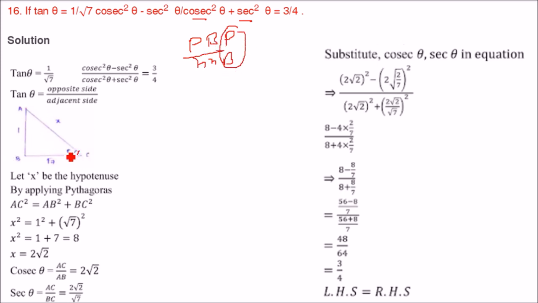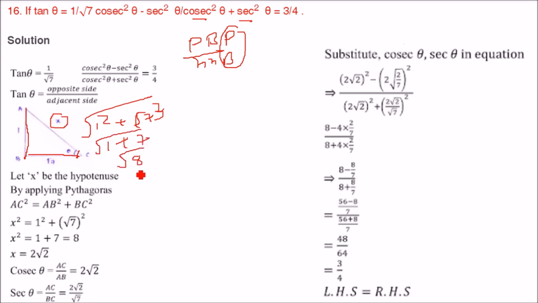Then what is perpendicular? In front of this, we have this line. This is 1. And what is the base? It is root 7. So how to find this x? We'll use the Pythagoras theorem. So 1 square plus root 7 whole square under root. 1 plus 7 under root, that is 8 under root. 8 can be written as 4 into 2. So under root 4 and under root 2. This under root 4 is 2. So 2 root 2. This side is 2 root 2.